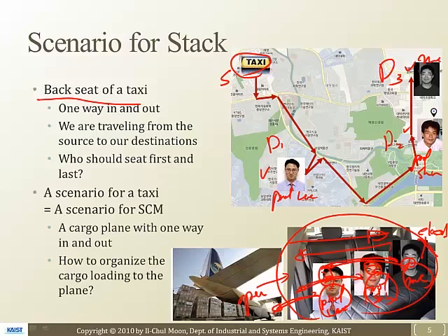And actually, it's just a scenario of a taxi, but how about this? We have this big plane, and this is closed, and this is open. This is one way in and one way out, right? And we have a lot of cargo here. A cargo plane with one way in and one way out. How to organize the cargo loading in this case, right? So we can apply this idea to many different cases.